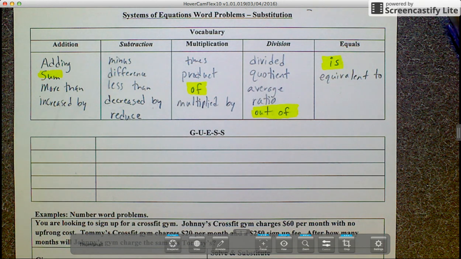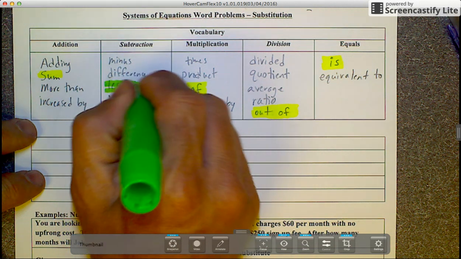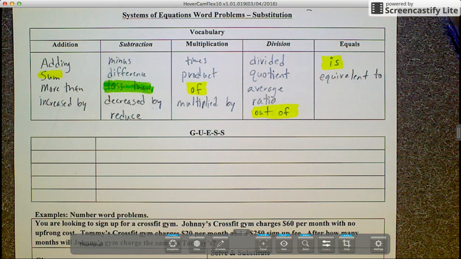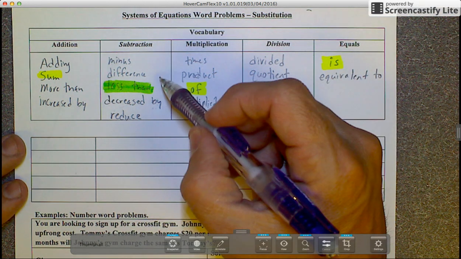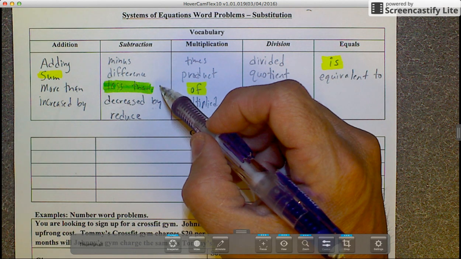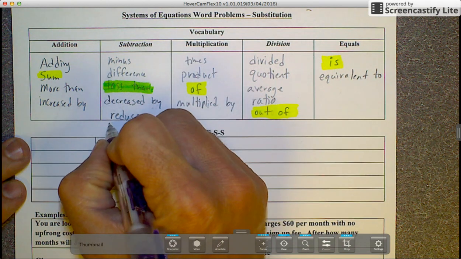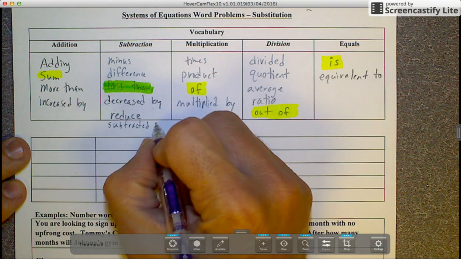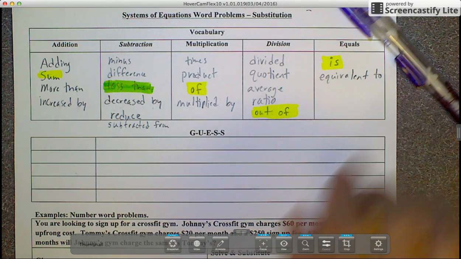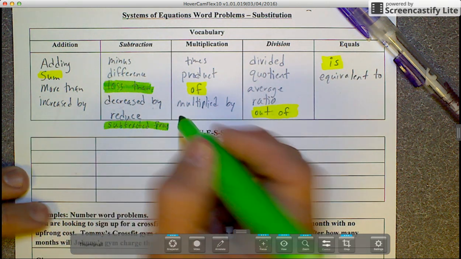So these are your keywords. I'm going to highlight in green less than, because less than is one of those words where you flip them. 6 less than 10 really means 10 minus 6. All right, so it flips the order. Another one we're going to put in here is subtracted from. And I'm going to put that in green as well, because that's another one where you flip the order of the numbers.